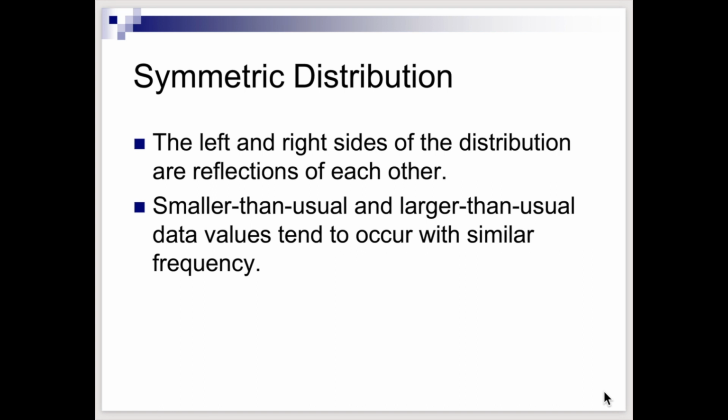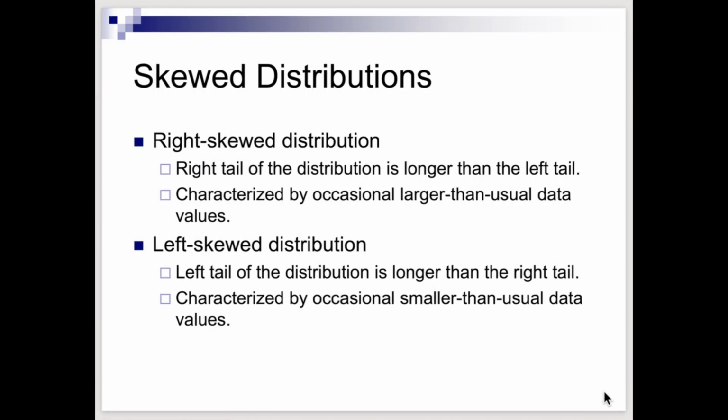All right, so that would be one way to describe or think about what's happening in a symmetric distribution, or what's causing a distribution to be symmetric, when smaller than usual values and larger than usual values tend to occur with similar frequency. On the other hand, if a distribution is not symmetric, then it's going to be skewed either to the left or to the right.